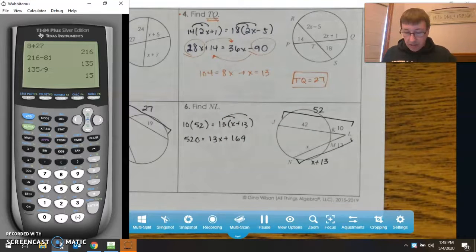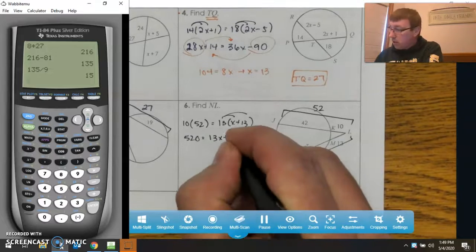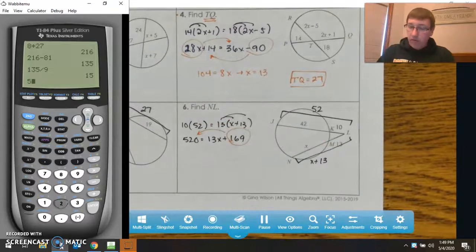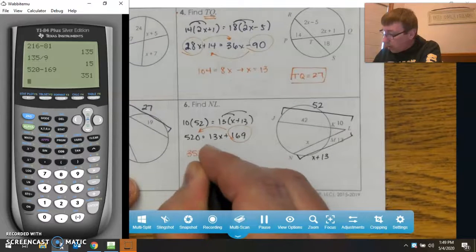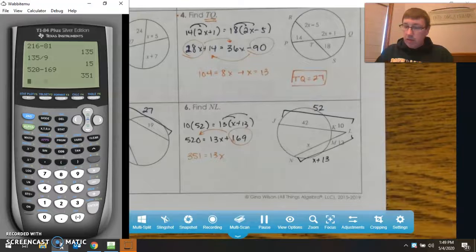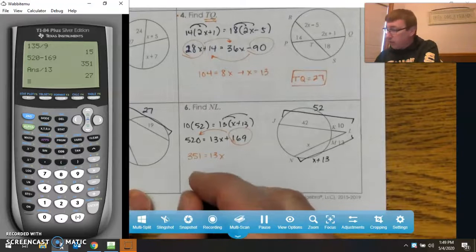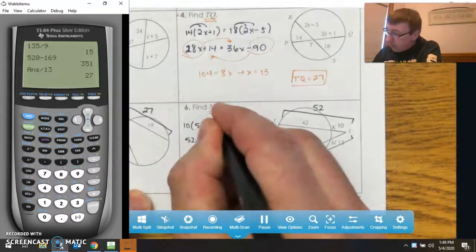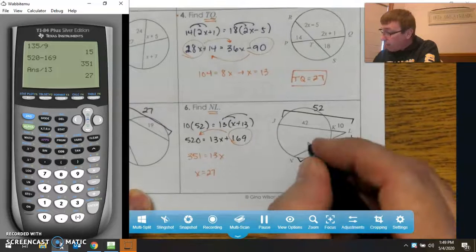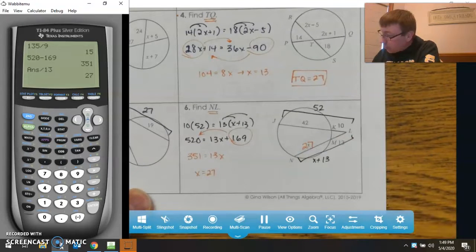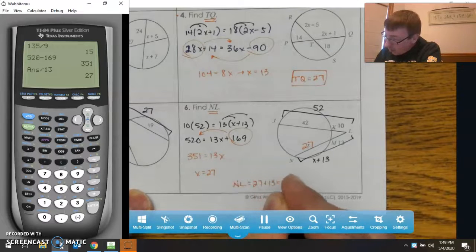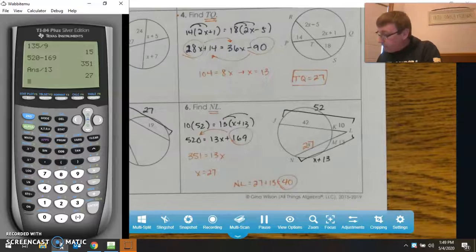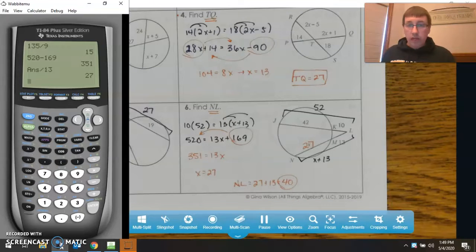So I'm going to bring the 169 over to the other side. So 520 minus 169 is 351 equals 13x. I'm going to divide that by 13. I'll get x is equal to 27. But please pay attention. We have to find the length of NL. So if this is 27, 27 plus 13 will equal 40.